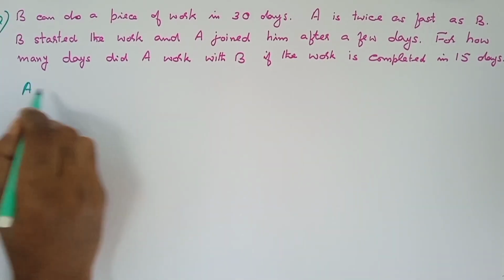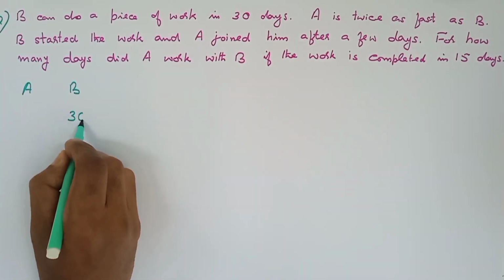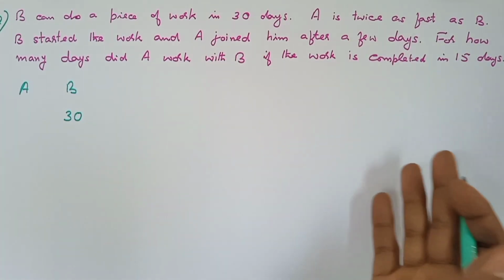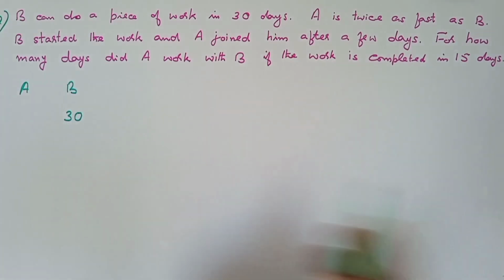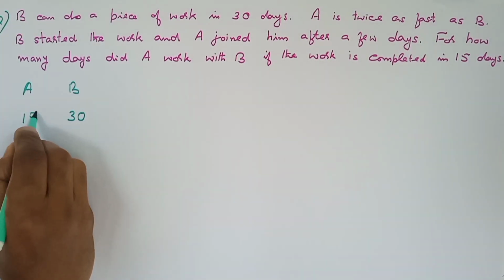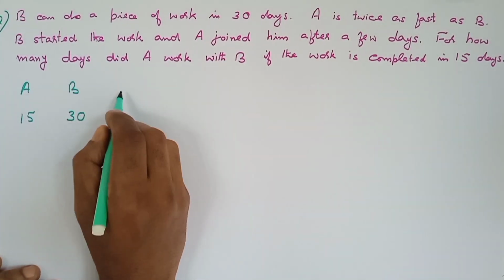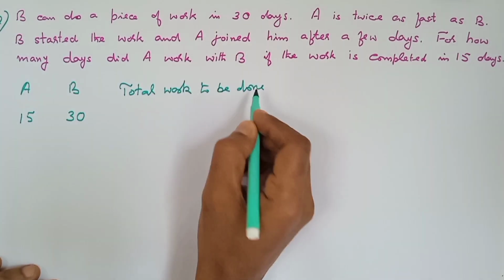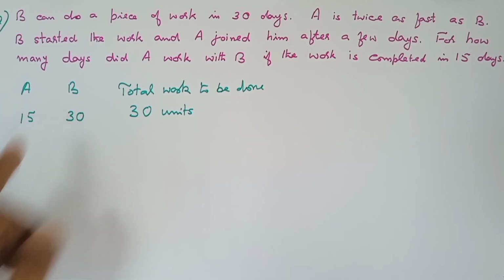As you can see, there are 2 people. We know the number of days B alone takes to finish the work, given to be 30. Now they say A is twice as fast as B. What does that mean? A will need half the number of days taken by B to finish a given piece of work. So A will take 15 days to finish the same work. Now let's use a LCM method. There, the total work to be done will be taken as 30 units, which is actually the LCM of these two number of days.